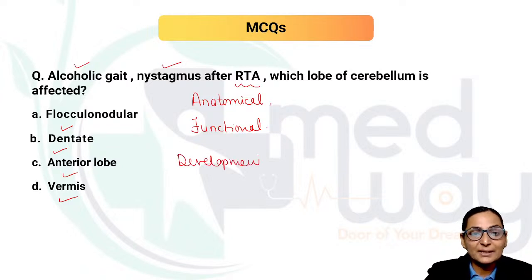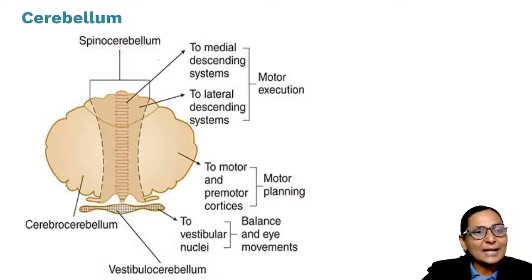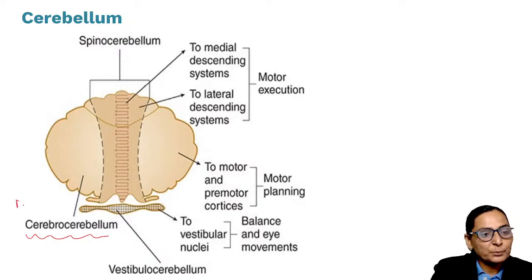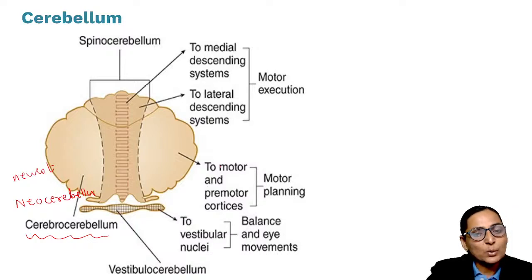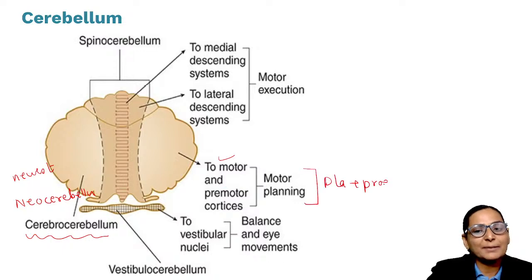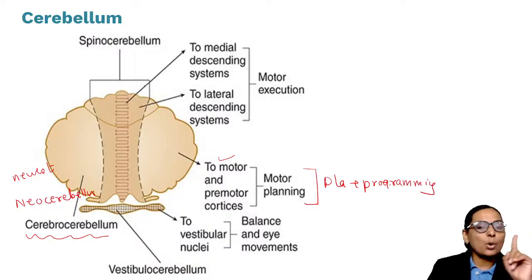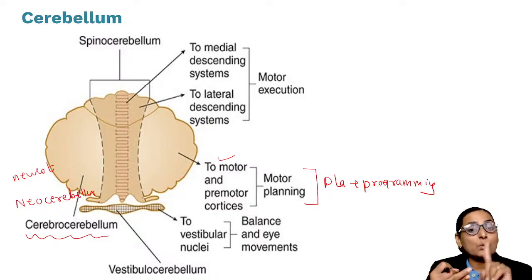Depending upon their development, you see that the area which is the cerebrocerebellum, which we also call the neocerebellum, which is phylogenetically the newest part of the cerebellum, has reciprocal connections with the motor and the premotor cortex, and this is associated with the planning and programming of movements. So planning and programming of movements are the functions of the neocerebellum, along with portions of basal ganglia and premotor area.